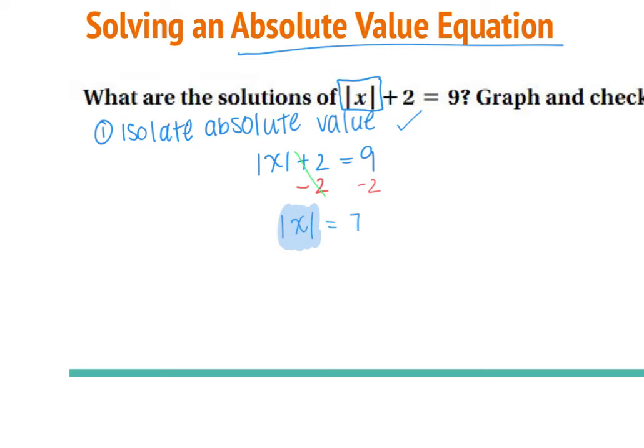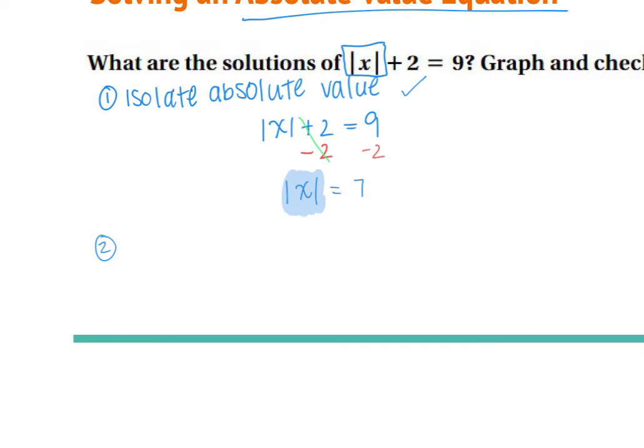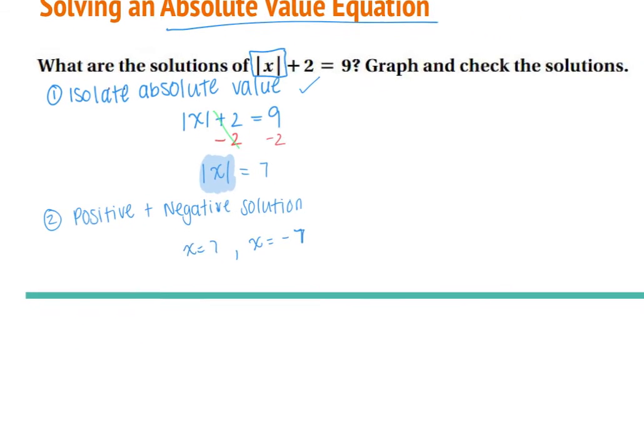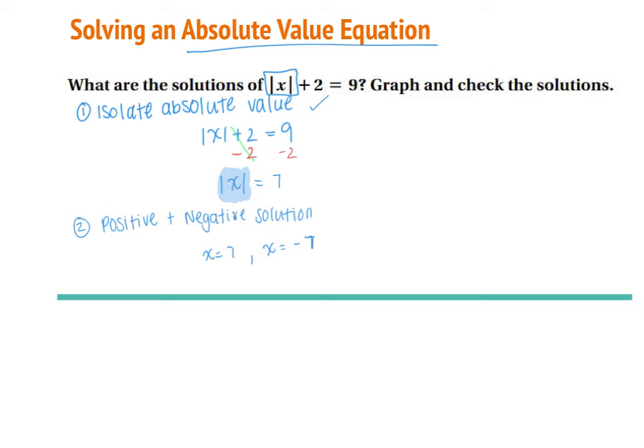And our last step, step number 2, is to write a positive and a negative solution. If I told you that the absolute value of x equals 7, what could x be? Well, x could obviously be 7, but x could also be -7. So you're going to write 2 solutions for that scenario, a positive one and a negative solution.